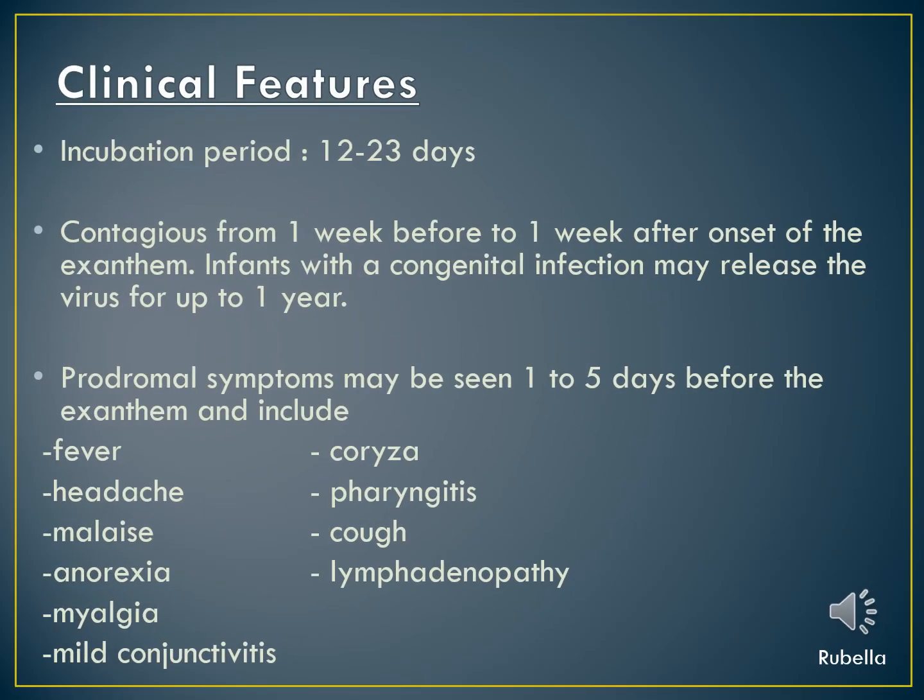Now I'll be explaining about the clinical features of rubella. The incubation period of rubella is 12 to 23 days. Patients infected with rubella are contagious from 1 week before to 1 week after the onset of the exanthum. Infants with congenital infection may release the virus for up to 1 year. Prodromal symptoms may be seen 1 to 5 days before the exanthum and include fever, headache, malaise, anorexia, myalgia, mild conjunctivitis, coryza, pharyngitis, cough, and lymphadenopathy.